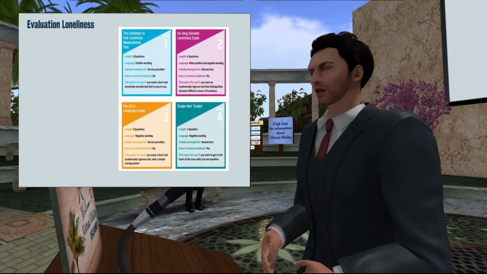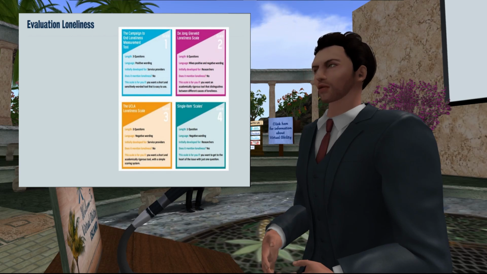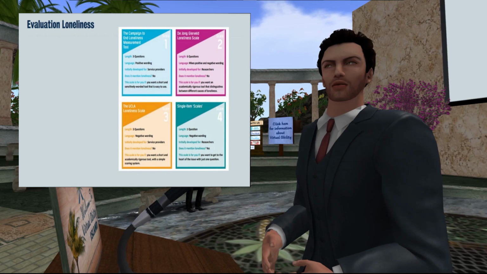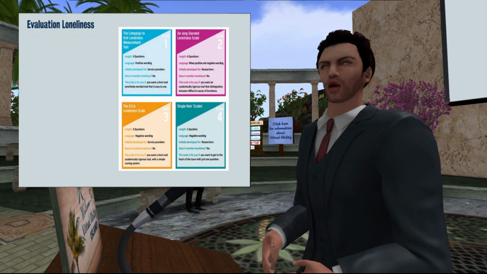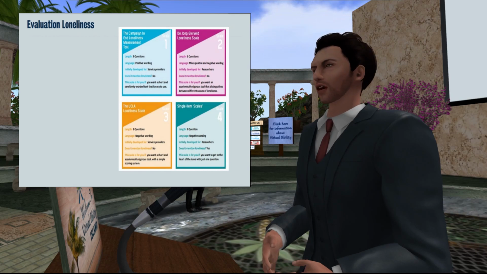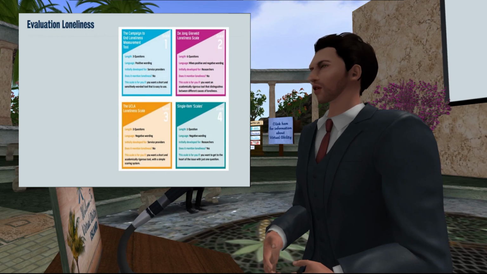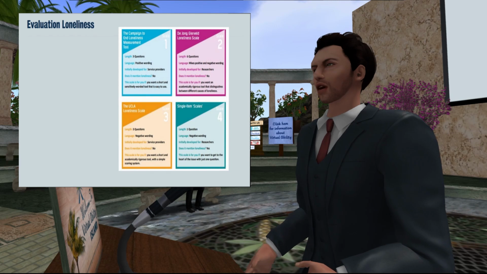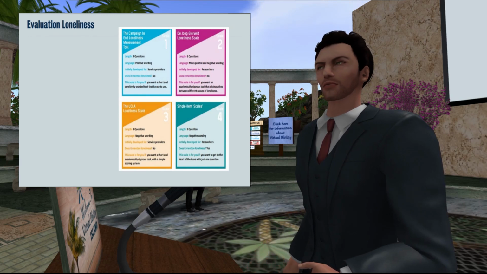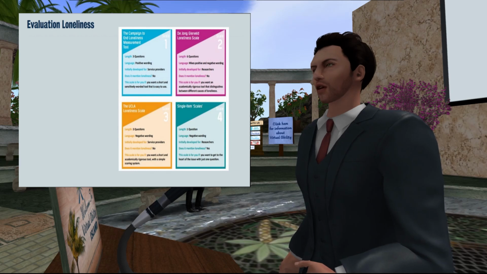The De Jong Gierveld Loneliness Scale, which I quite like, is from our Asian colleagues, and it has 6 questions. It has positive and negative wording. It is better for researchers because it is slightly more complex and a rigorous tool, so it is good mainly for research.